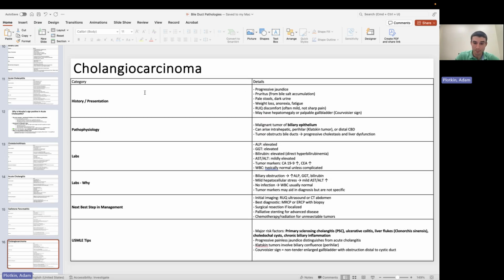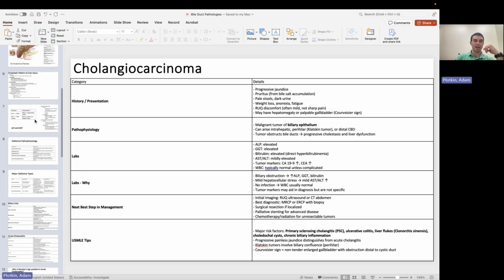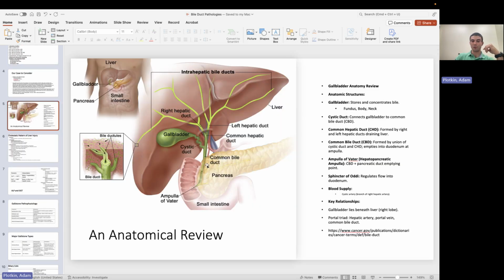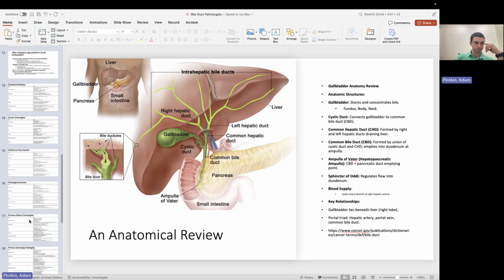All right, cholangiocarcinoma. So we're going to see progressive jaundice, pruritus from the bile salt accumulation, pale stools and dark urine. We've talked about weight loss, anorexia, fatigue, right upper quadrant discomfort, often mild, not sharp pain. And they may have hepatomegaly or they may have a palpable gallbladder, which is called Courvoisier's sign. So again, that can happen with pancreatic cancer, or if we have cholangiocarcinoma around this area, it'll lead to reflux of bile back into the gallbladder. It'll cause the gallbladder to be a little more distended. So we can feel that on exam.